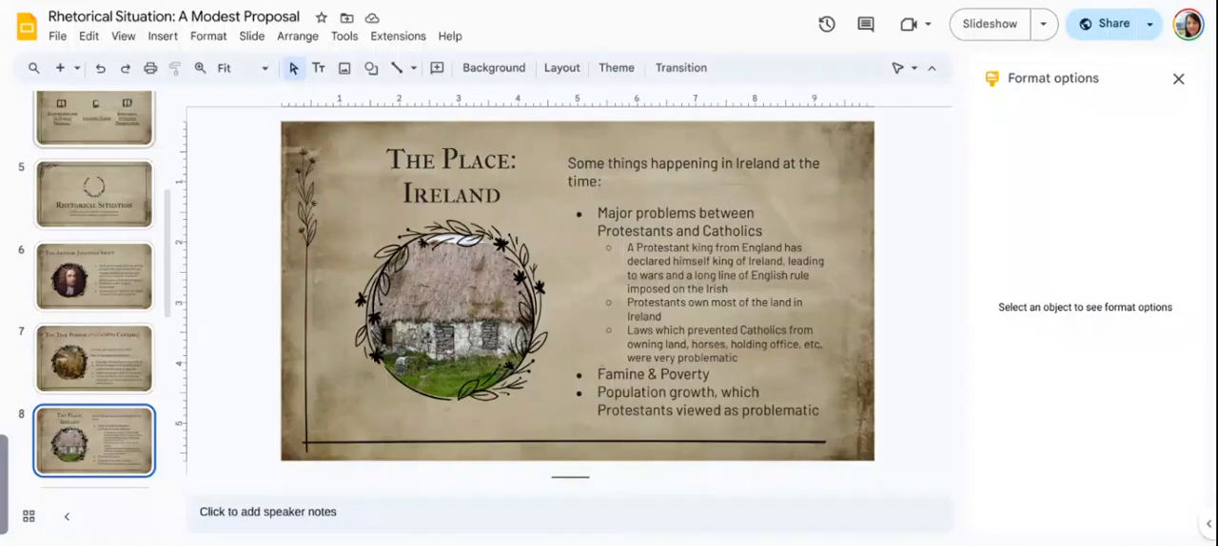This takes place in Ireland. So specifically during the 1700s in Ireland and before, we had a lot of really important things happening between Protestants and Catholics. So hundreds of years before this, a Protestant king from England has declared himself King of Ireland, which led to wars and a long line of English rule imposed on the Irish. Many of the English were also Protestant, whereas Irish tended to be more Catholic at this particular time.